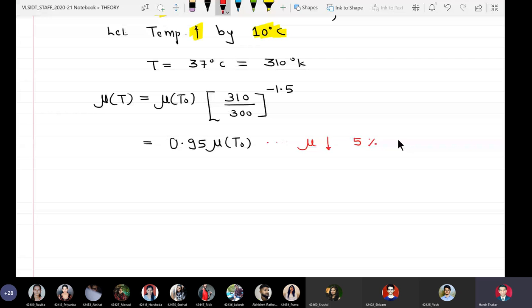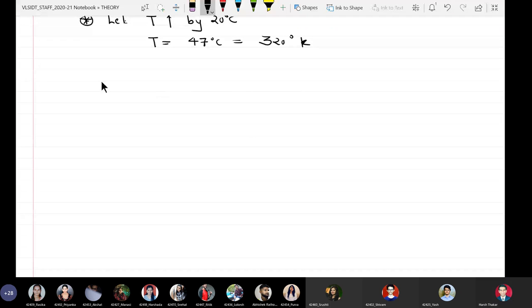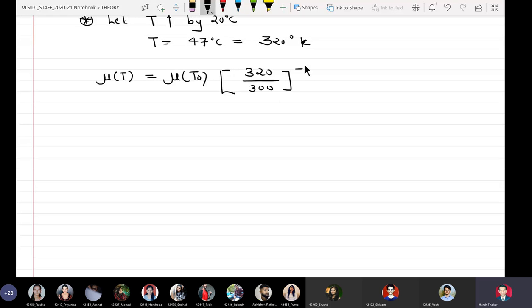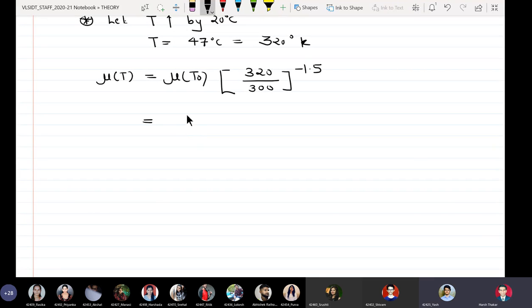Let T increase by 20 degrees centigrade. So T is equal to 47 degrees centigrade, which is 320 degree Kelvin. So mu of T is mu of T naught into 320 upon 300. Tell me what is the value now? 0.91, sir.